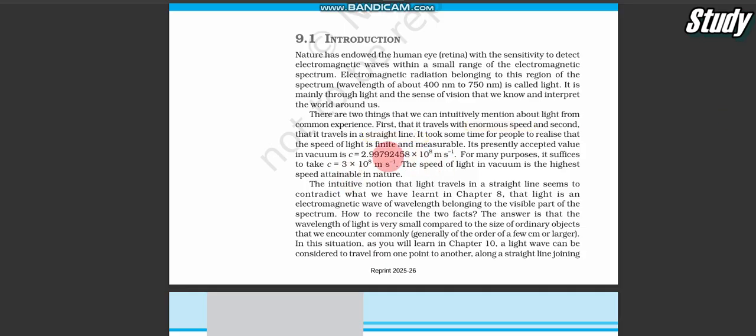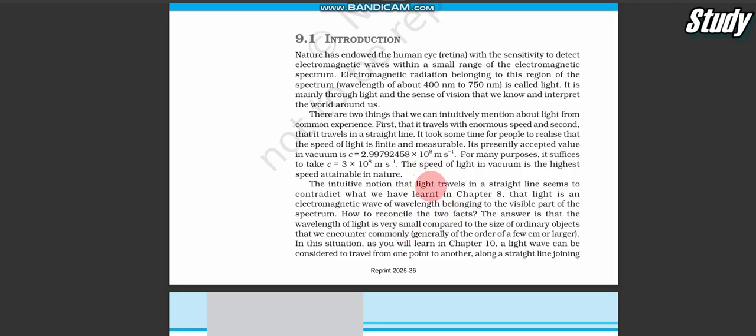So its speed, when you have to state the correct value, is 2.99792458 times 10 power 8 meter per second. But for many easy purposes, we will be taking an approximate value, that is, C, the speed of light, equals 3 into 10 to the power 8 meter per second. The speed of light in vacuum is the highest speed attainable in nature. So where the speed of light is highest can be a question too. So you have to learn line by line. Speed of light is highest in vacuum, and that is the highest speed which is attainable in nature.